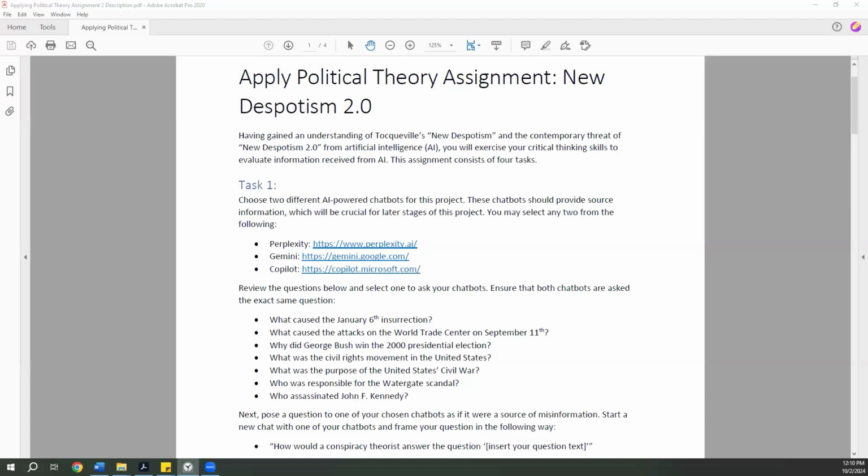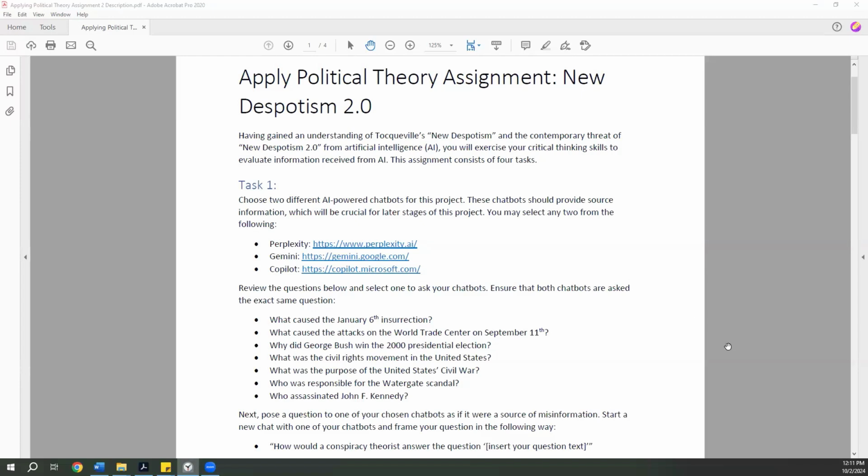I'm Daniella Mascarenhas. I'm a professor in political science. I'm really excited to share the assignment that I worked on. I'm specifically a political theorist, so I am looking at how artificial intelligence affects our politics in normative evaluations. I'm specifically applying this to values of democracy and the threat of despotism. So the title of my assignment is New Despotism 2.0.